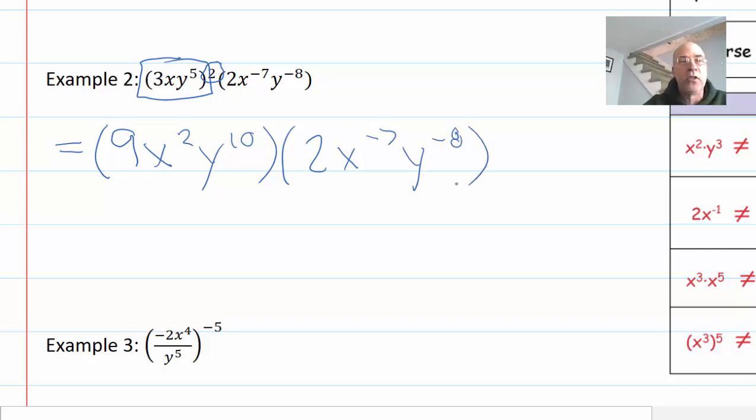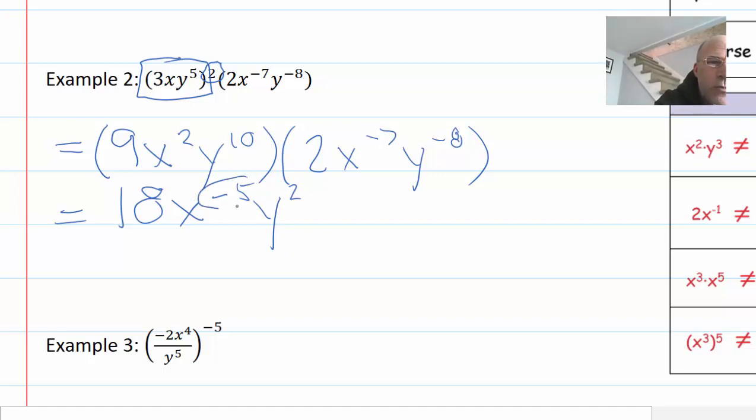Now, this problem looks very similar to the first one we had, where we just have two expressions, and we're going to follow the laws of exponents and multiply across: 9 times 2, 18. X squared times x to the 7th, that will be x to the negative 5th. And y to the 10th times y to the negative 8th, that will leave y squared. Now, this problem is not considered simplified yet because I do have a negative exponent here. I have an x to the negative 5th.